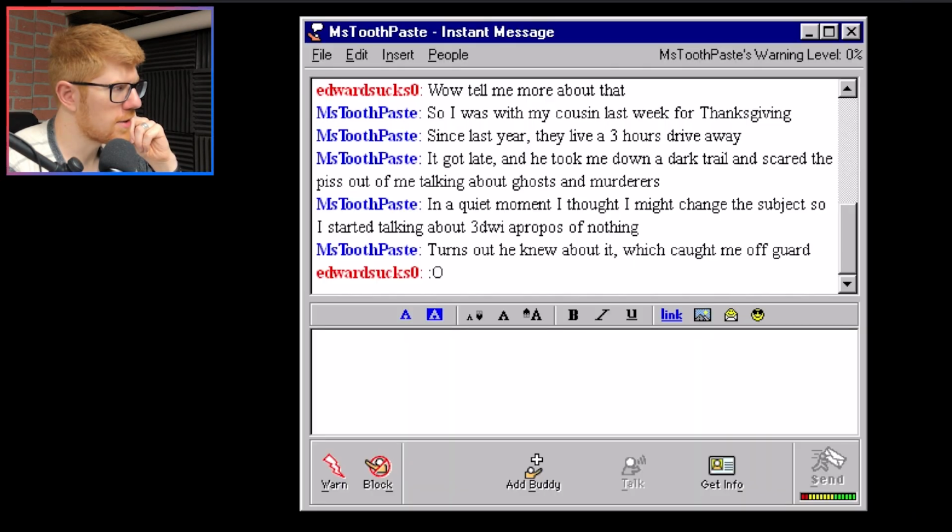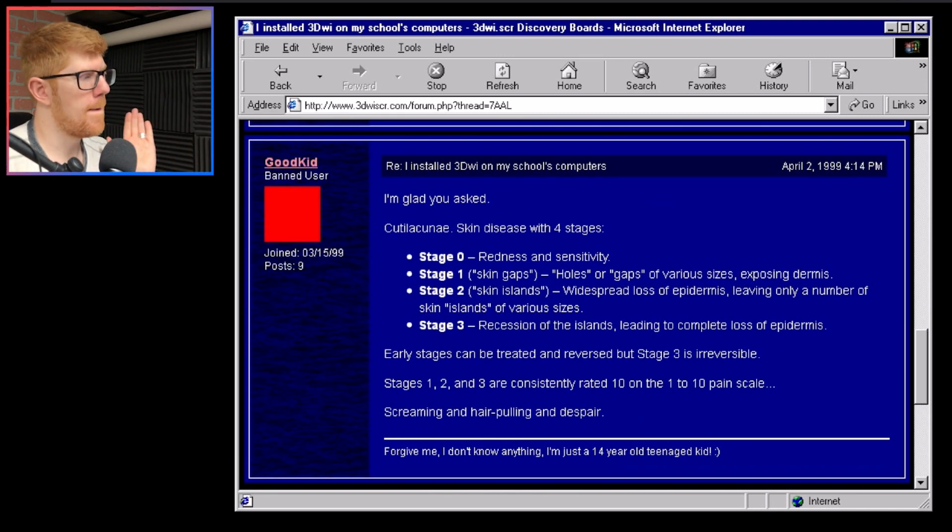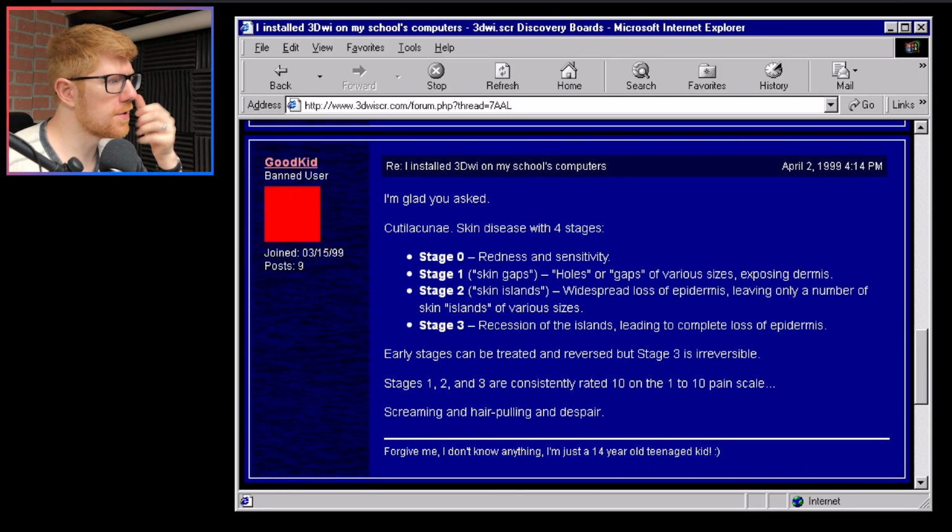I'm going back through it. Island. That said island. Why did it say island? Skin islands? Okay, stage 2, skin islands. We saw the word islands. Then we saw recession of the islands way later. Is it possible that skin gaps or holes, the word was on screen at the beginning or towards the beginning? I feel like I'm close to cracking this, boys.